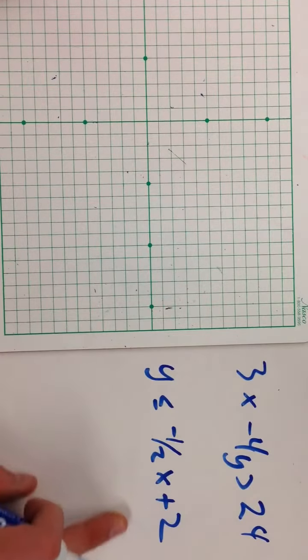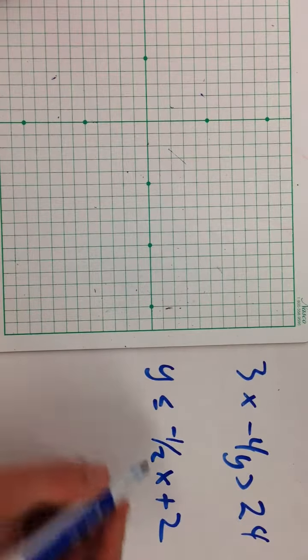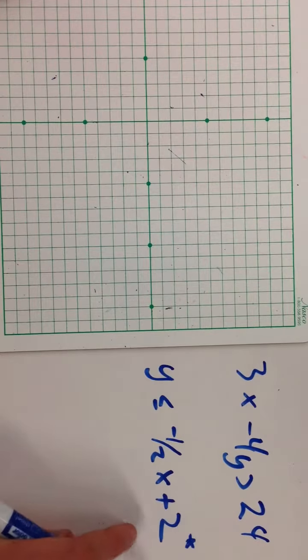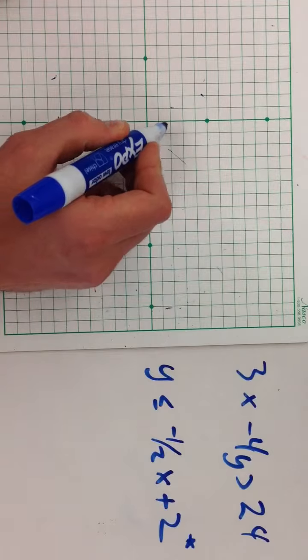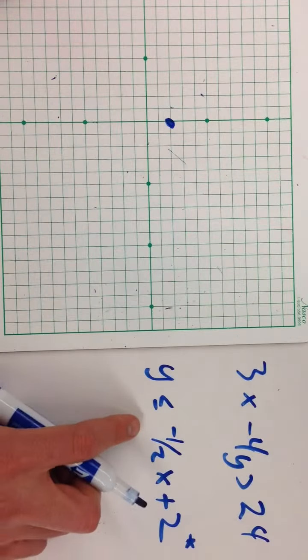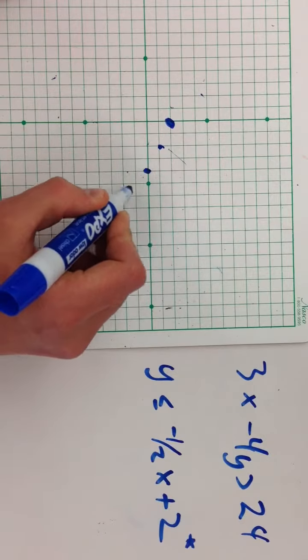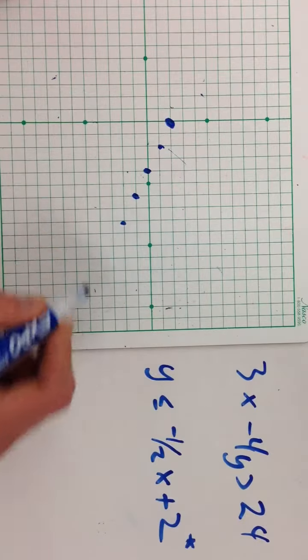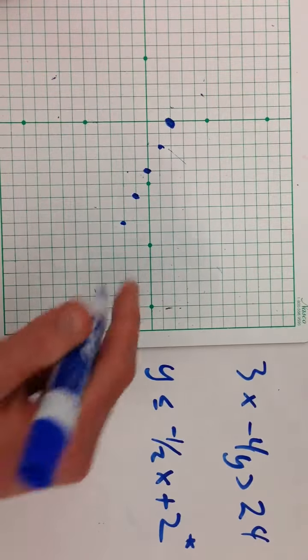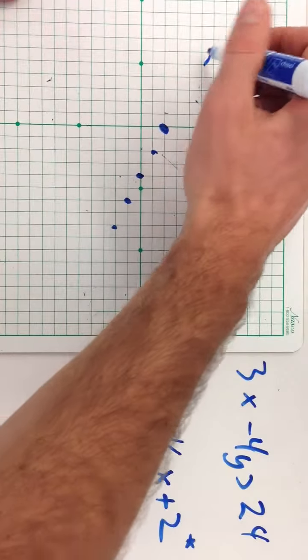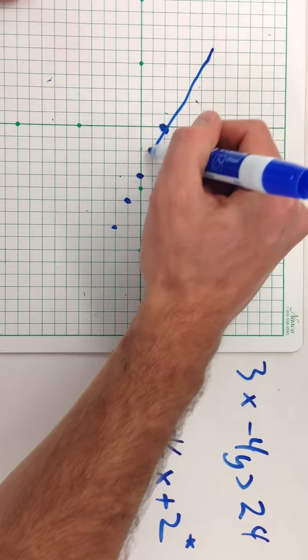So let's start with the one that's in slope-intercept form. I'm doing this one right here. I'm going to start at 2, and my slope is negative 1/2 x. That means down 1, over 2, forever. And this has the "or equal to" sign, so I'm going to draw a solid line going through these points.